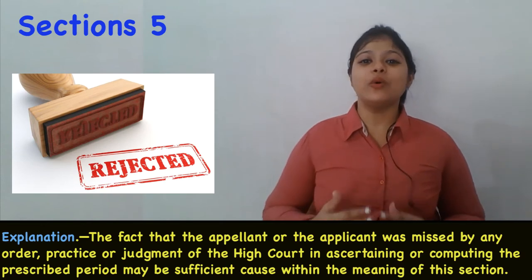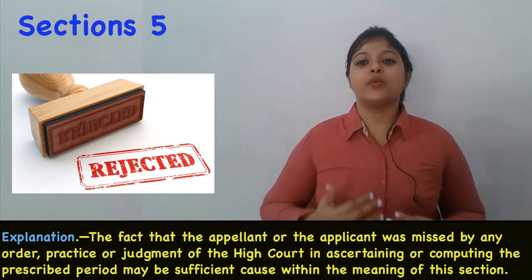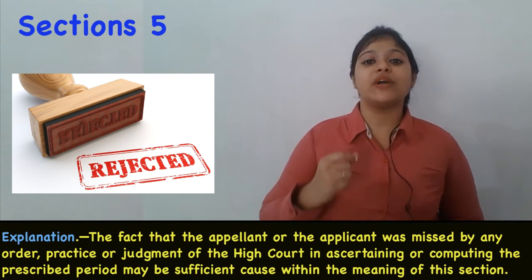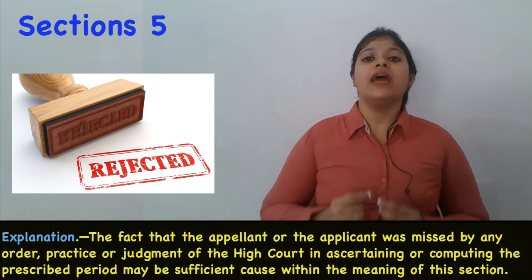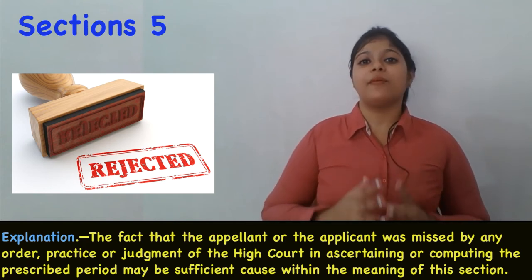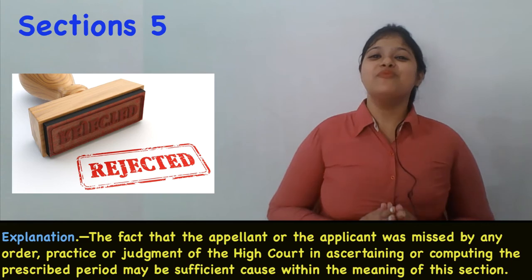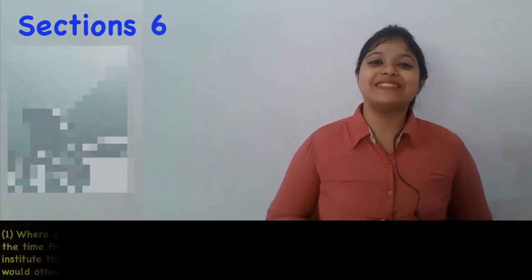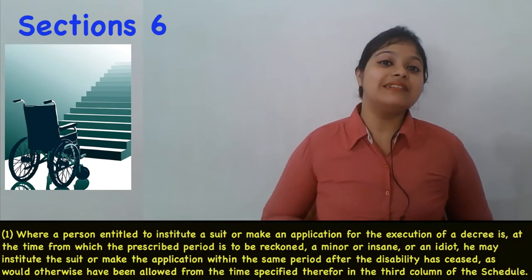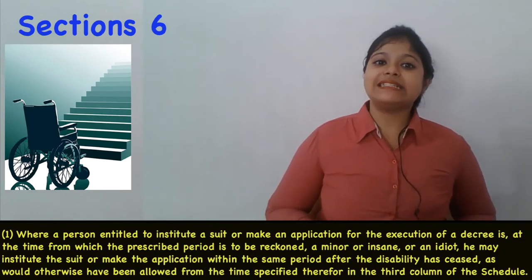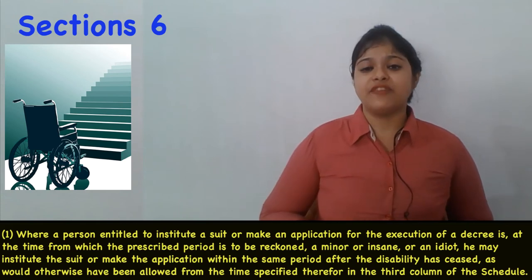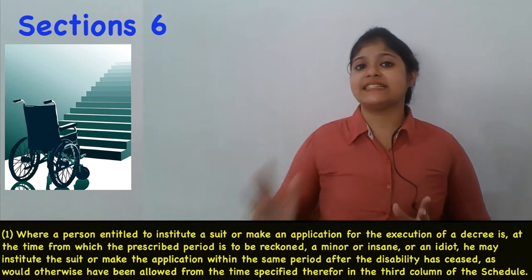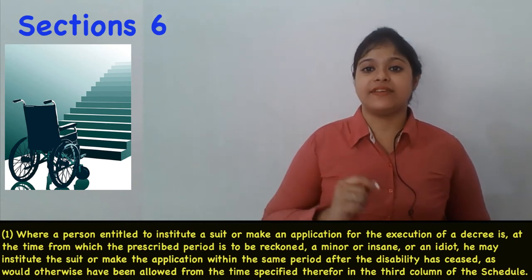In a very well-known case, the court held that whether or not there is a sufficient cause for the condonation of delay is a question of fact and dependent upon the circumstances of a particular case. Now we move on to a very interesting part, which is laid down in section 6 and 7 about the legal disability. Legal disability can be a cause of delay for the institution of suit, appeal or application, as it is described in section 6 and 7.